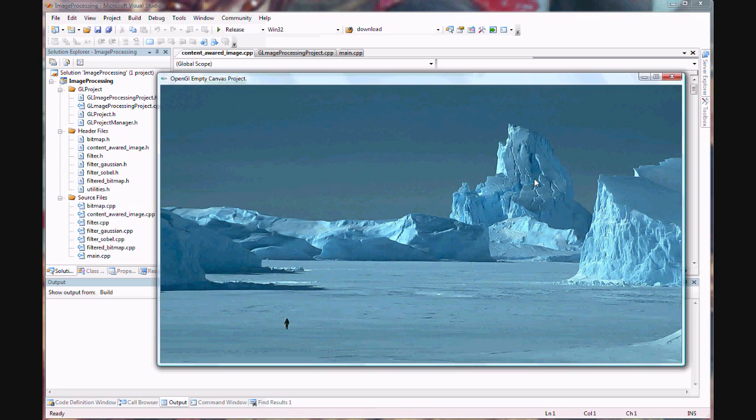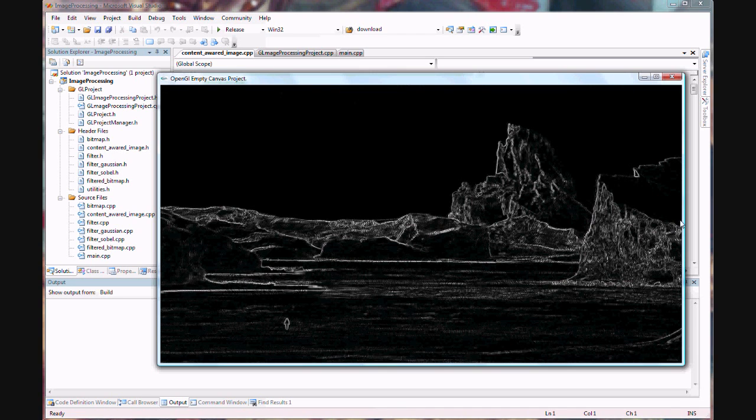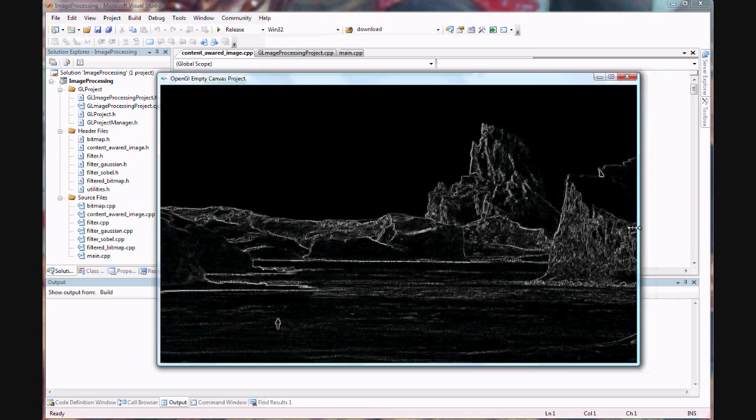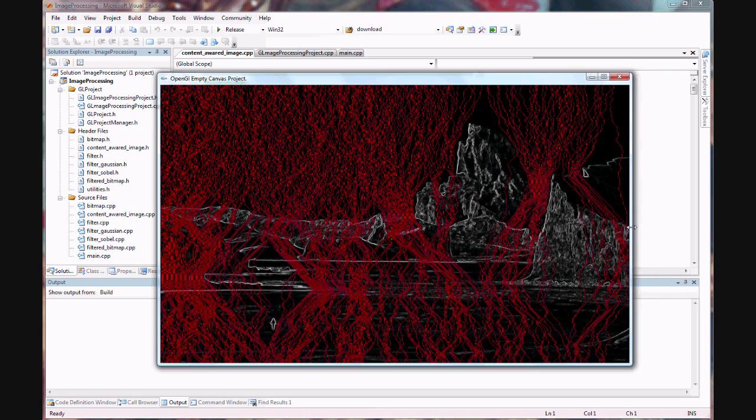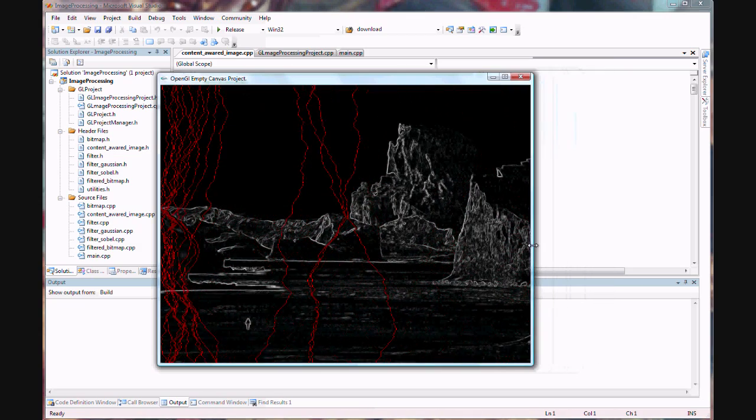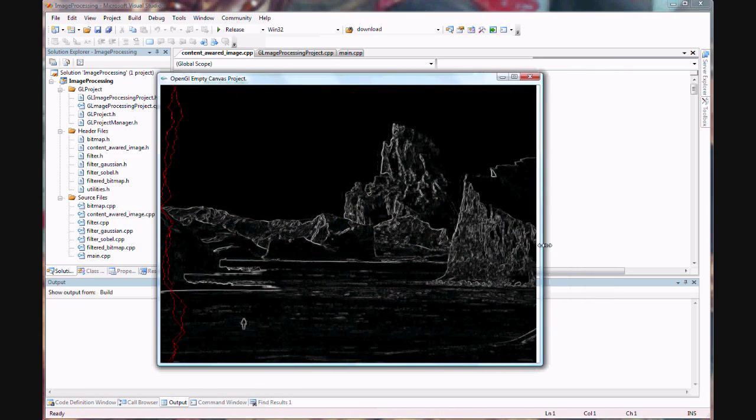And I can show you the energy function I used here. I used a gradient magnitude, and you can see the seams being added here, or removed. So that's it. I thought it was a really interesting idea.